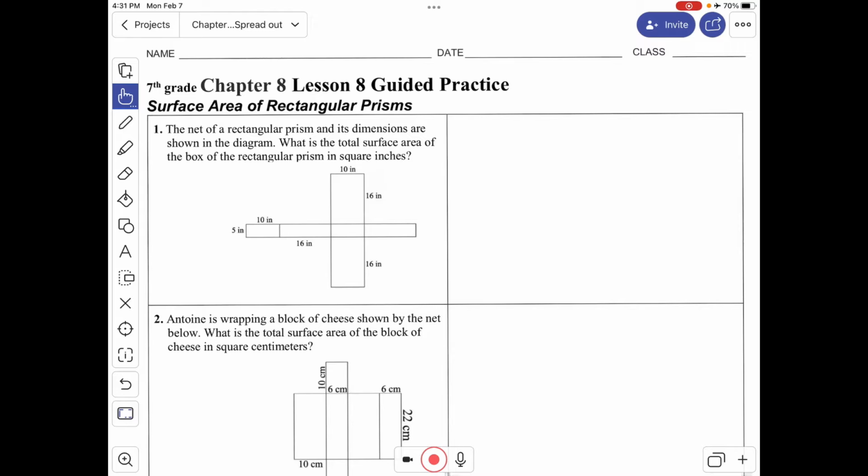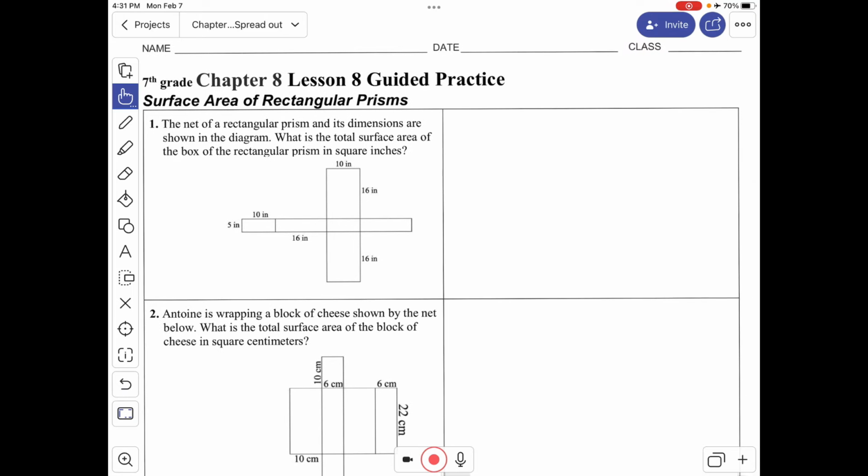Let's look at your worksheet and see if we start to notice that pattern I was talking about. Number 1 says the net of a rectangular prism and its dimensions are shown in the diagram. What is the total surface area of the rectangular prism in square inches? So first of all, we're looking for total surface area. And we can abbreviate that as SA for surface area.